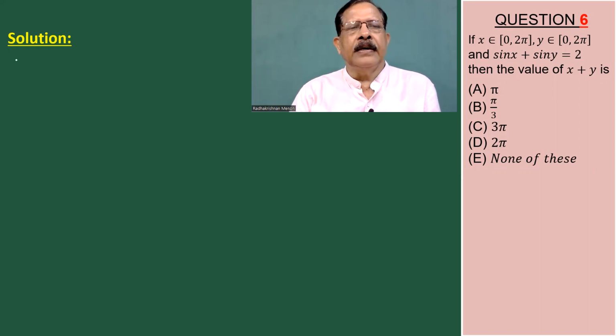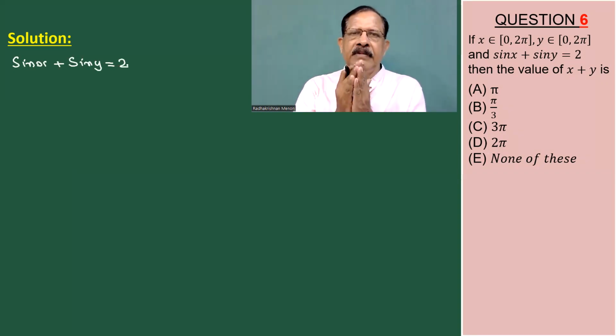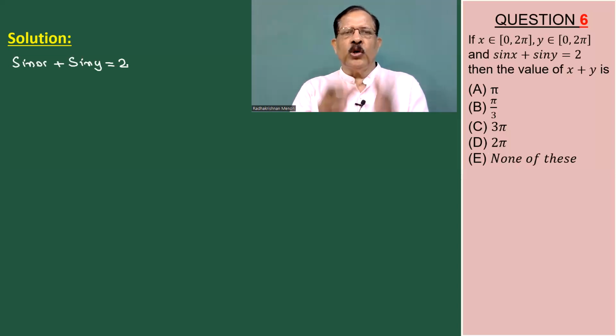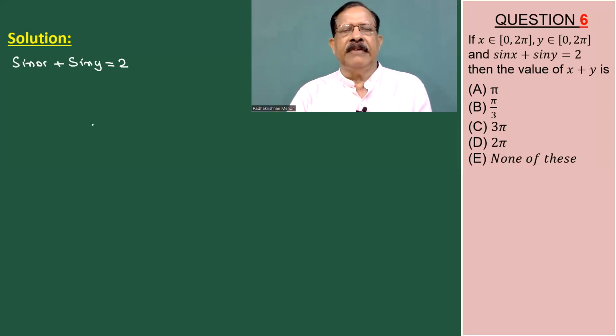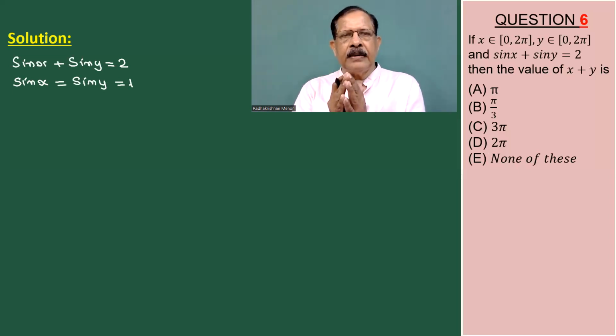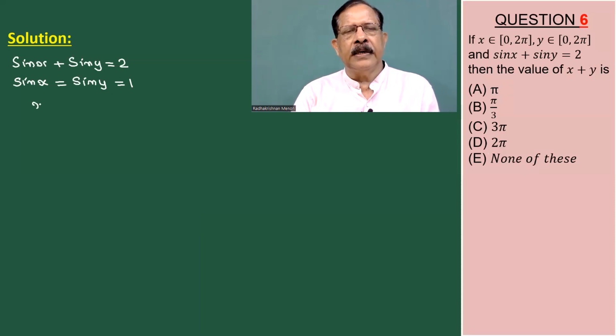It is given sin x plus sin y is equal to 2. You know that the maximum value of sin theta for any value of theta is 1. So here sin x must be 1 and sin y must be 1. So sin x is equal to sin y is equal to 1. So for what value of theta between 0 to pi is sin theta equal to 1? You know, it is pi by 2.